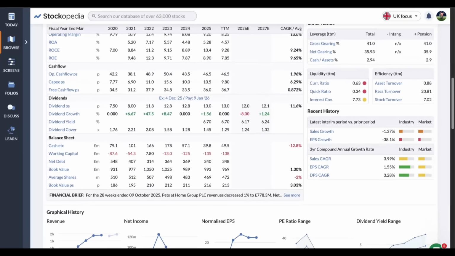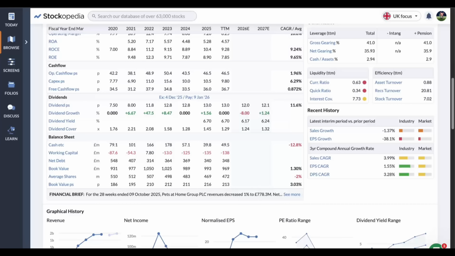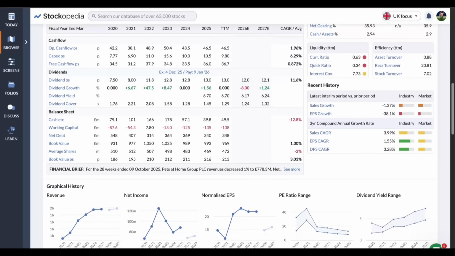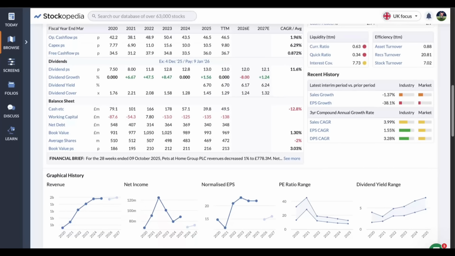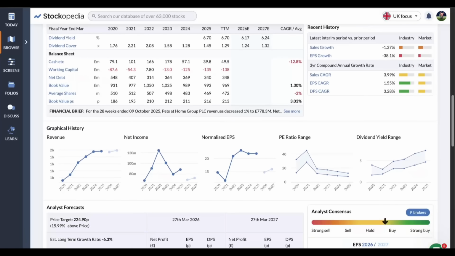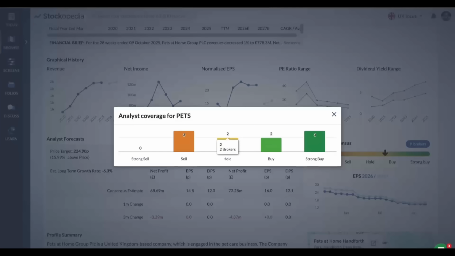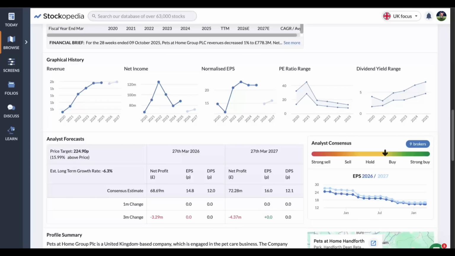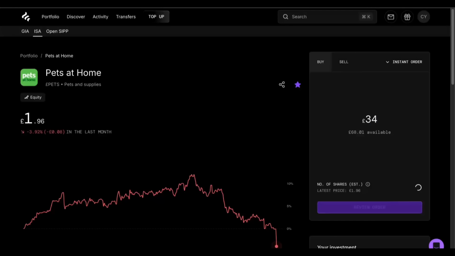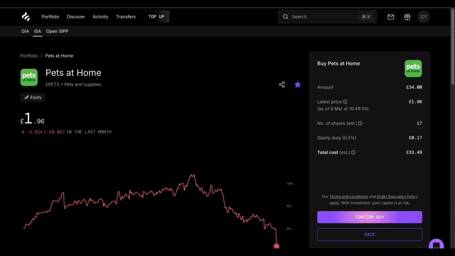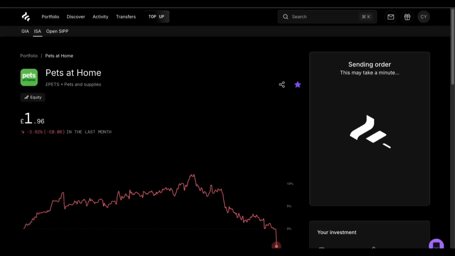So with sentiment still weak and the stock trading well below where it has been historically, I see this as a temporary slowdown rather than a broken business, which is why I'm happy to keep adding at these prices. Right now, the analyst consensus is that it's around a hold and a buy, with there being 3 sells, 2 holds, 2 buys and 3 strong buys, with a price target around 16% above the current price at 225 pence. I'm going to be adding 17 shares to my position for an amount of £33.49.